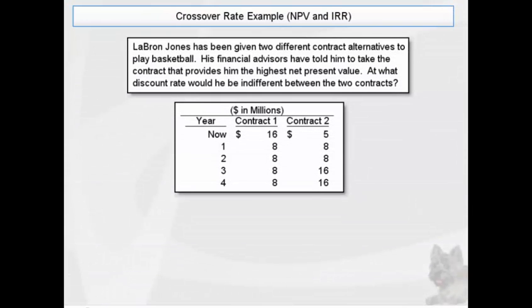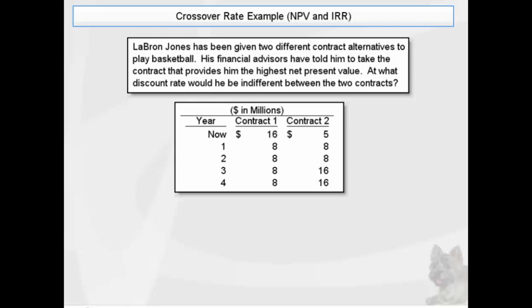LeBron Jones has been given two different contract alternatives to play basketball. His financial advisors have told him, take the contract that provides the highest net present value. At what discount rate would he be indifferent between the two contracts?